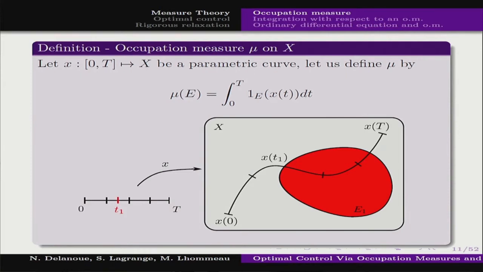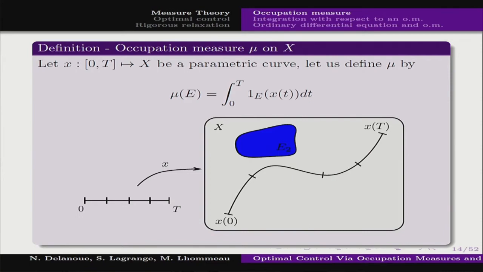So for example, here you have your trajectory, the time, here you can see the curve. At time t1, my trajectory goes inside E1, and at time t2, it goes outside. So I'm going to assign the number t2 minus t1 to this set E1. And for this example, it's going to be 0 for E2, because my trajectory does not cross the set E2.